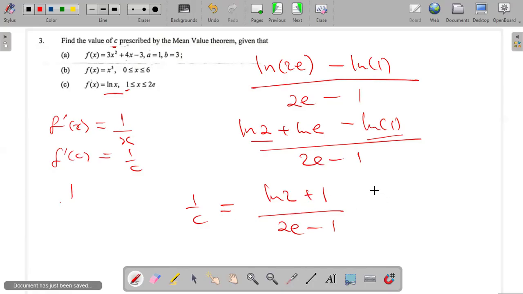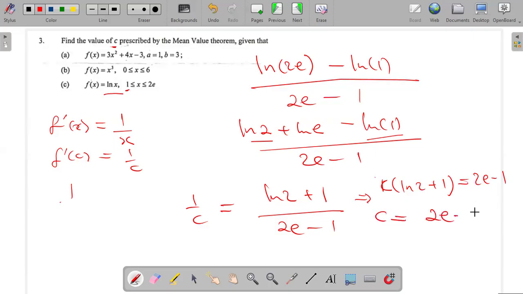So if I cross multiply, this implies that I'll have c times ln of 2 plus 1 is equal to 2e minus 1. Then c is going to be 2e minus 1 over ln 2 plus 1. If you have a calculator, you can punch this in, since ln is there on the calculator, and you find the value.